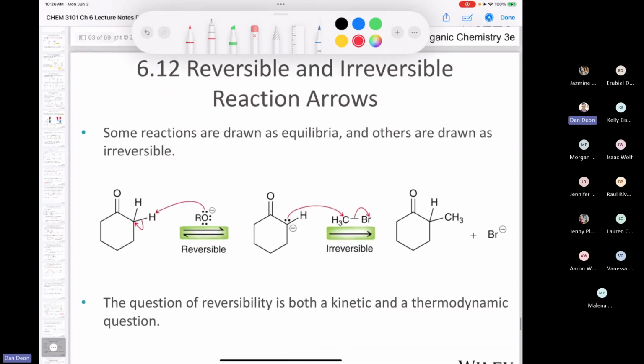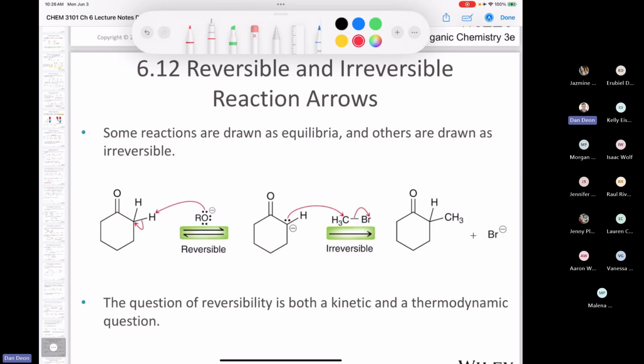The last section deals with reversible and irreversible arrows. This is a great section because it's not like an elephant in the room, but it's something that students will even ask me long before we get here. They'll be like, Mr. Dion, why is it sometimes that you draw reversible arrows and sometimes you draw irreversible arrows? Well, it's a great question.